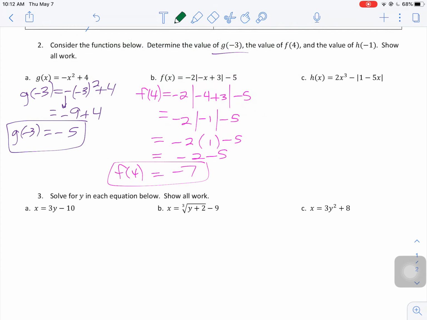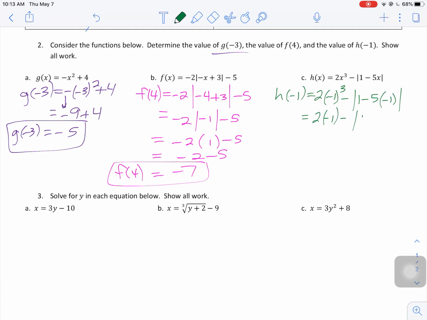For part C, we want h of negative 1. So h of negative 1 equals 2 times parentheses negative 1 to the 3rd minus absolute value of 1 minus 5 times negative 1. So wherever I saw an x, I put in a negative 1. Following order of operations, I want to do the exponent first, at least for that first term, and then I'll get to the absolute value in just a second. So -1 times -1 times -1 is -1.